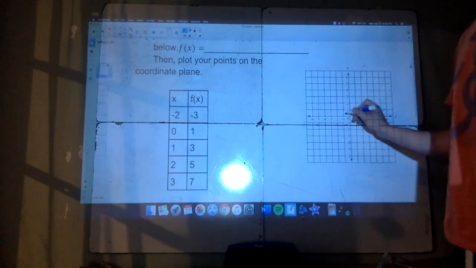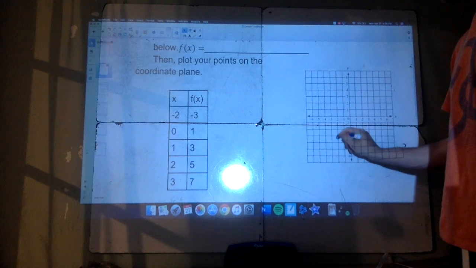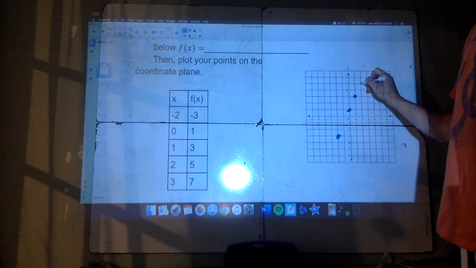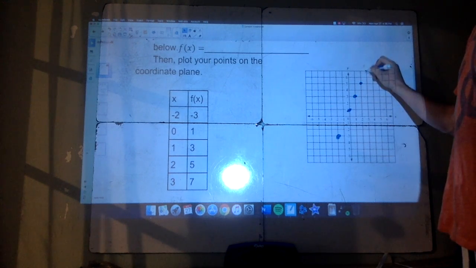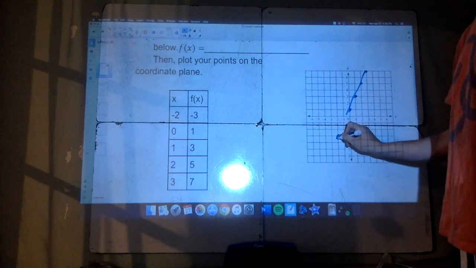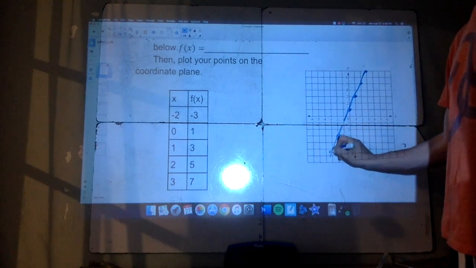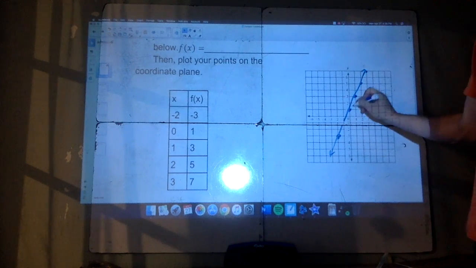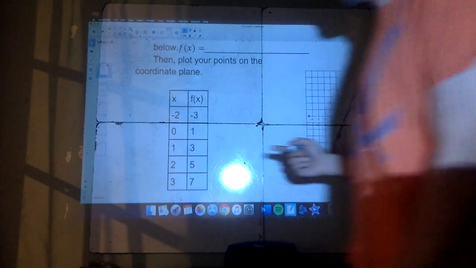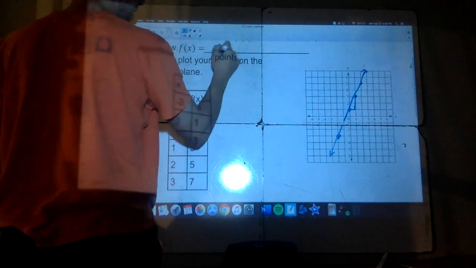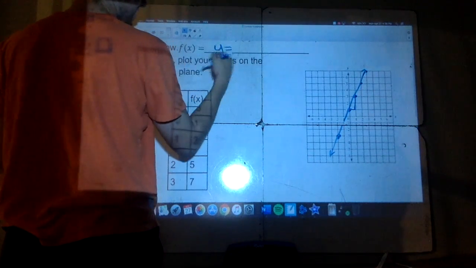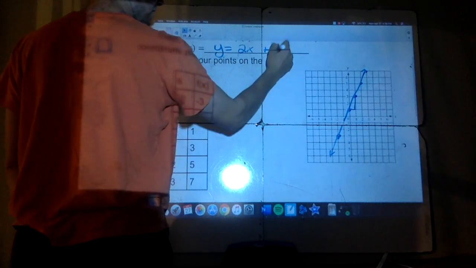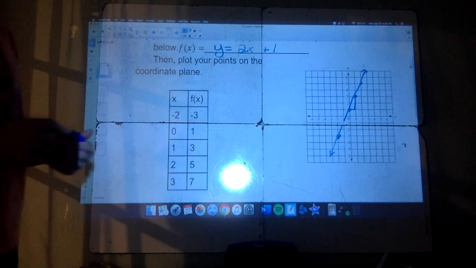So we have our first point, -2, -3, 0, 1, 1, 3, 5, 3, 7. So as we can see, these points make a line. So our equation of that line is we have a y-intercept of 1 and a slope of 2. So our equation here is y equals, or f of x, I guess, I don't know why I wrote y equals, but it's all the same, 2x plus 1. That's the equation of that line.